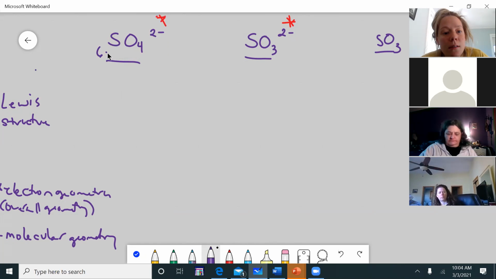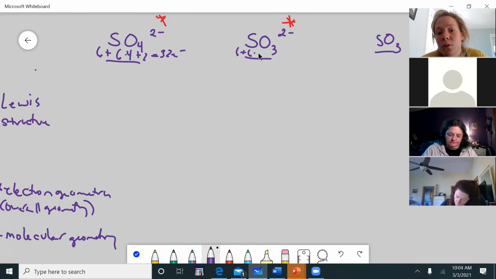So 6 plus 6 times 4 plus 2, because remember, minus 2 means we're adding 2 electrons. So you should have a total of 32 electrons for this one. This one over here is 6 plus 6 times 3, also plus 2. This is a total of 26 electrons. This last one is 6 plus 6 times 3 for a total of 24 electrons.